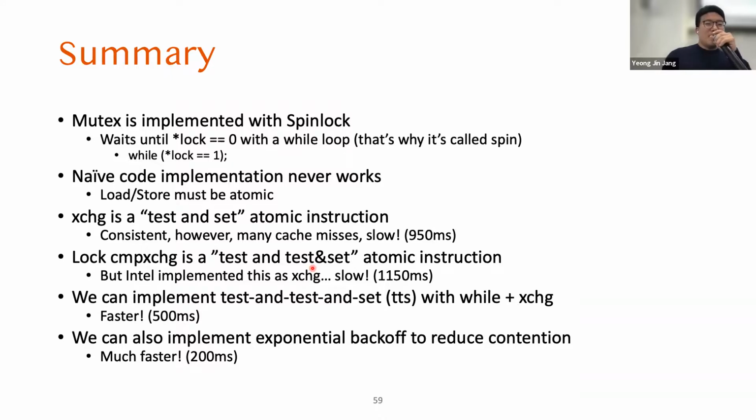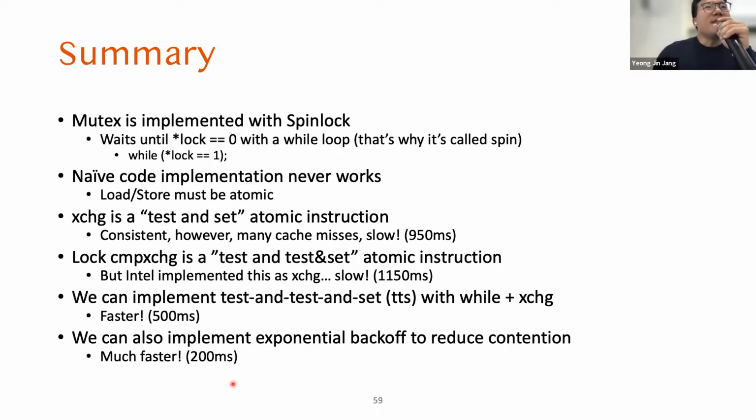In that case, we can implement the software version of test and test and set. Here we can mix the while and the exchange. The reason why it works is that now we have the atomic primitive exchange. You will see that the implementation of this software test and set is very similar to the bad lock. The only difference is that we use the exchange as an atomic operation. That also cannot resolve all the cache miss issues.